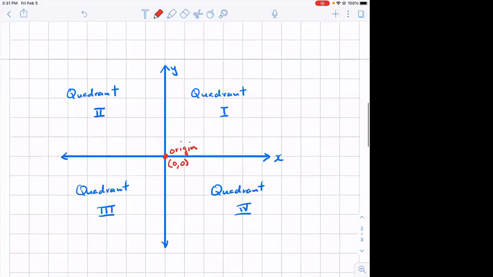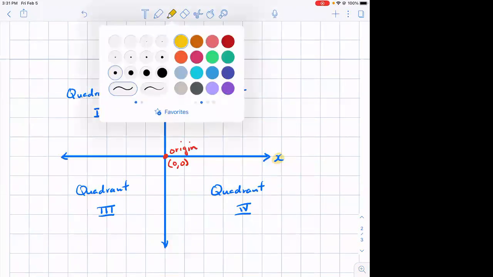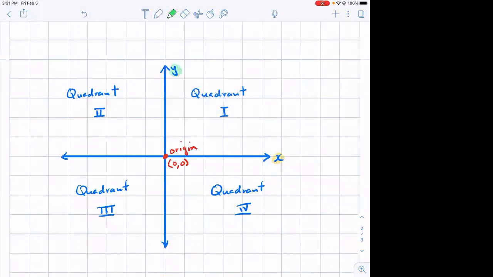There are a couple of names. We refer to this as the xy axis, the rectangular coordinate plane, or the Cartesian plane, but I think most students call it the xy axis. It's really a combination of a horizontal line, which is the x-axis, and a vertical line, which is the y-axis. And we use this to graph ordered pairs.